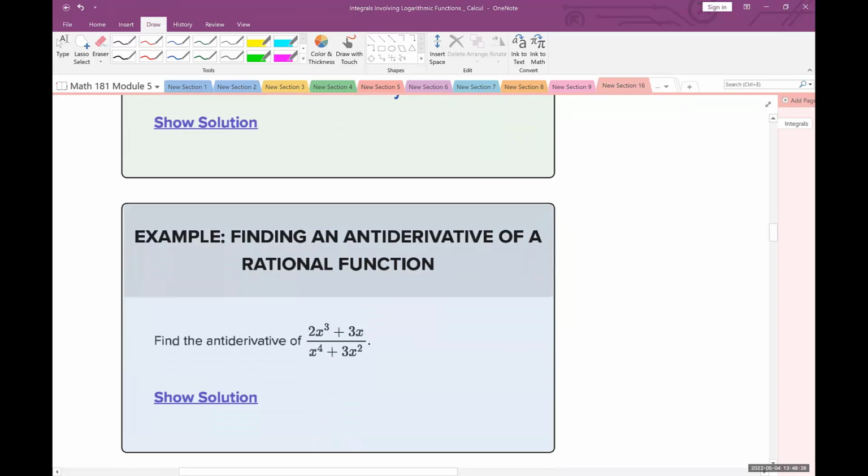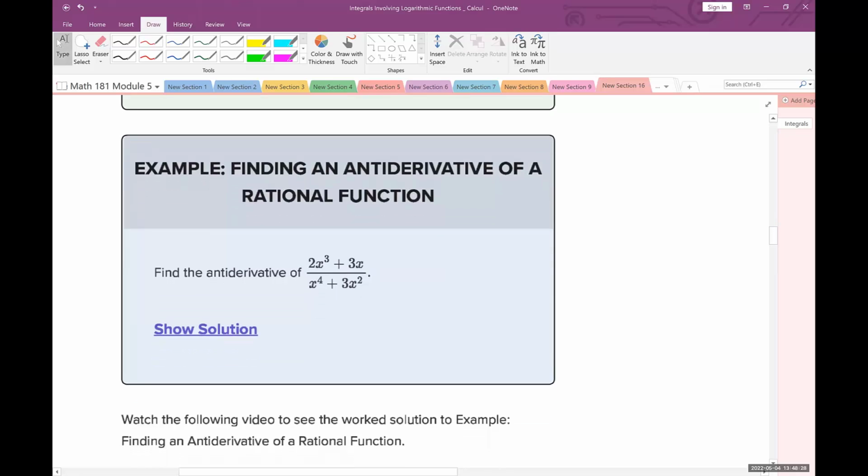Okay, here's a more interesting one. Finding an antiderivative of the rational function 2x cubed plus 3x over x to the fourth plus 3x squared. So when I first saw this one, I got a little like, oh no, it's going to be heavy. And I just kept thinking, well, we haven't seen partial fractions yet. That's not what they're talking about. I could factor that, and then I started thinking about a few other approaches to it. The numerator has a smaller degree than the denominator.